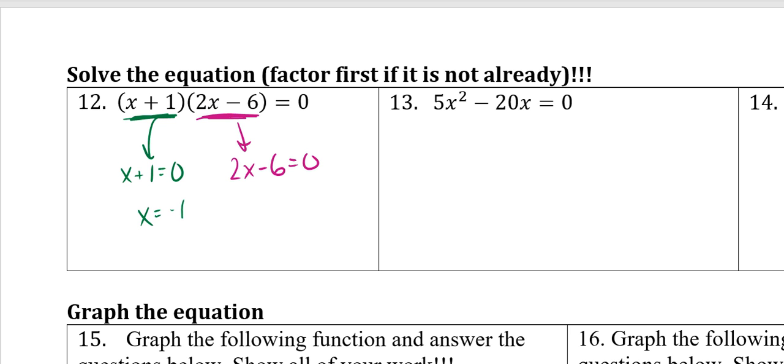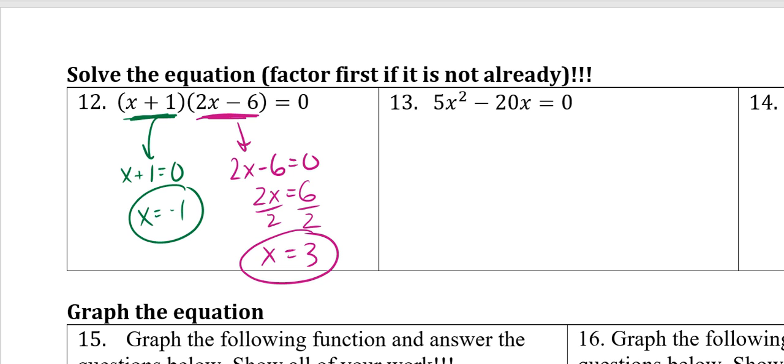Subtract 1, I get negative 1. So over here I have to add the 6 over to the other side and then divide by 2, and I get negative 1 or 3 as my answers. There's always going to be two answers for quadratics typically, because you're going to have two x-intercepts for the ones that we're looking at so far.